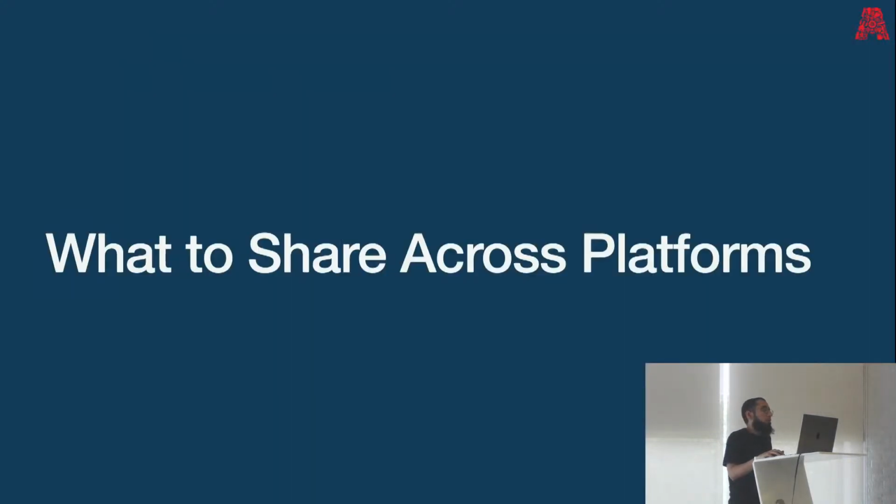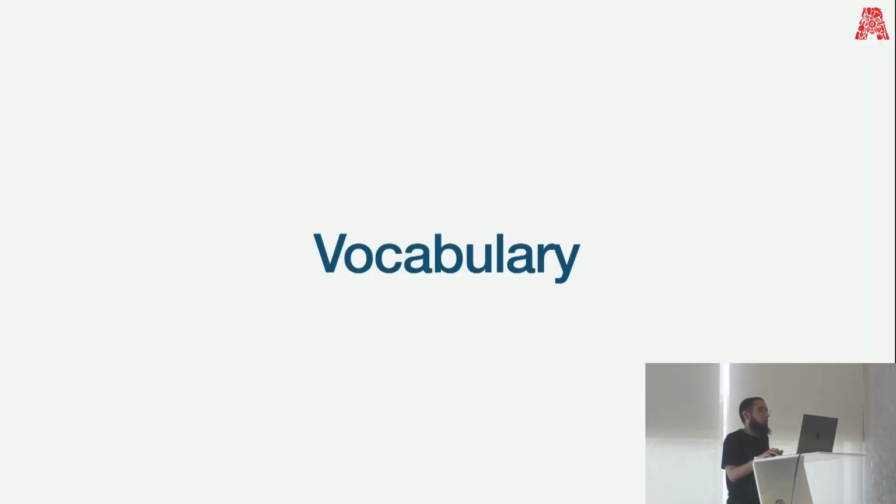Okay, so not about code. What else should we share between platforms? First and foremost, vocabulary. So terminology. So for example, what you call different features or different screens or different flows. Keep these kind of namings consistent because it makes conversations a lot easier. And more importantly, make sure you're talking about the same thing.